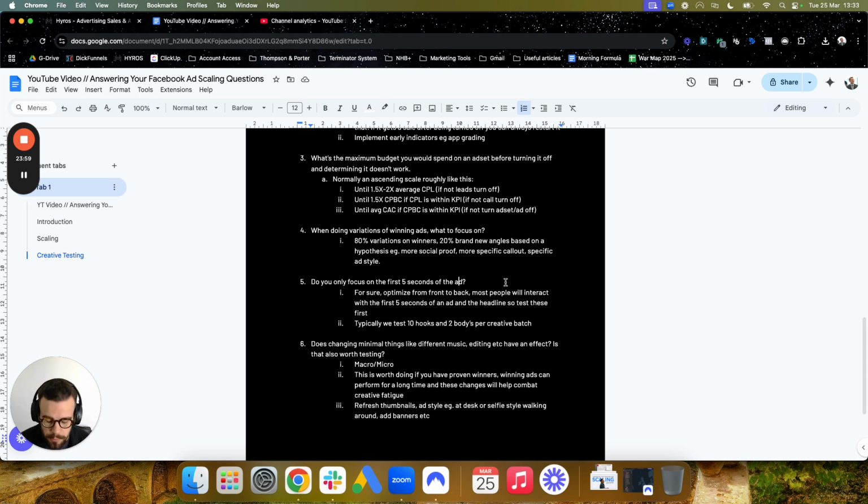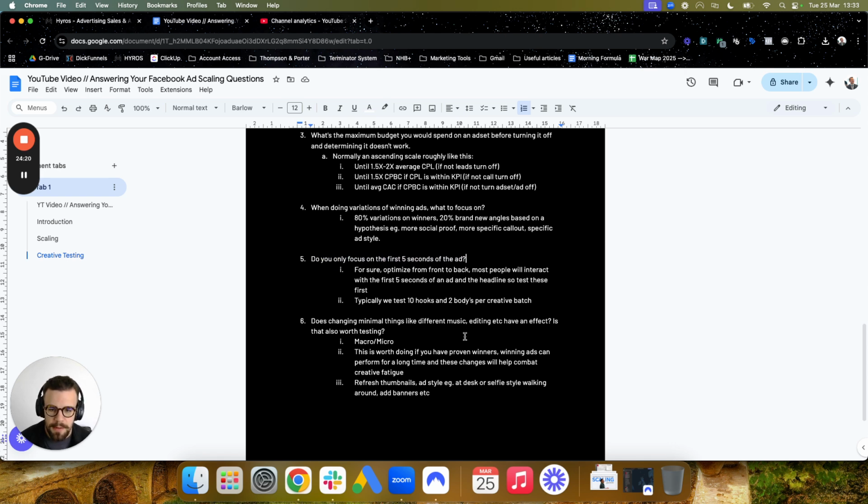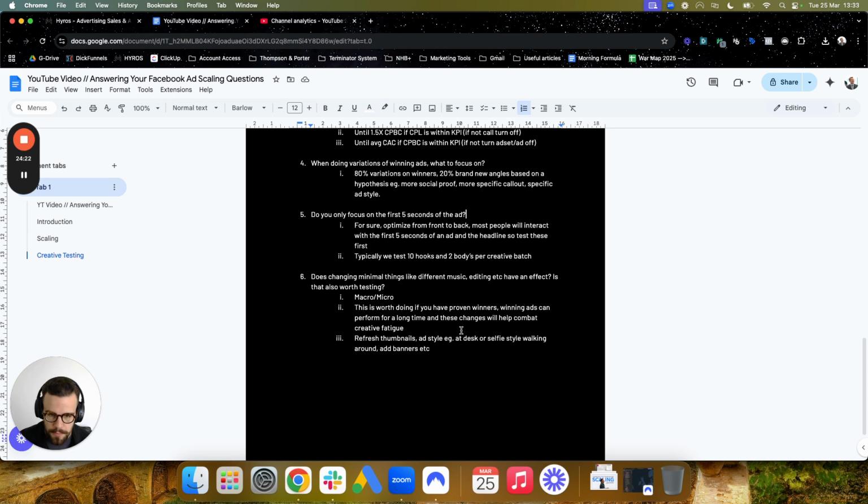Typically when we launch a creative batch for our clients, we'll launch 5 to 10 hooks. The hooks are the first 5 to 10 seconds of the ad, and then we might test 2 different bodies. You can see from the way that's set up, and the volume of hooks versus bodies, which part of the ad we think is most important. So yes, we do focus on the first 5 seconds of the ad, and even second 0 if you're talking about thumbnails or that kind of stuff.